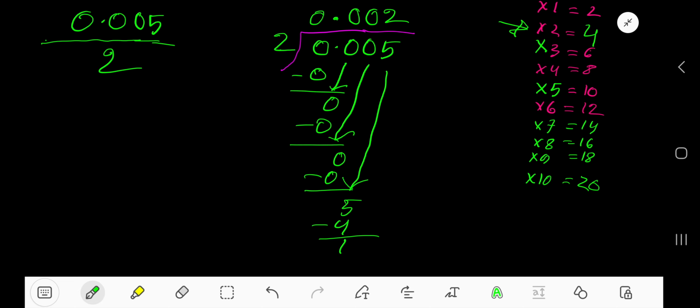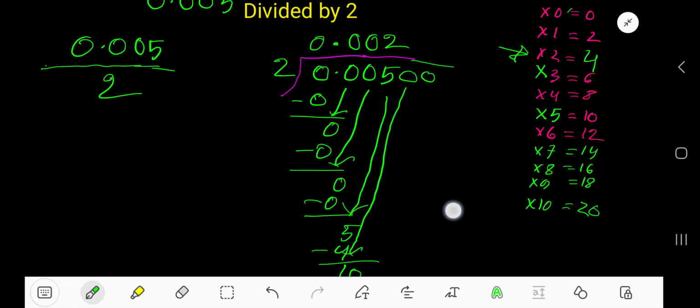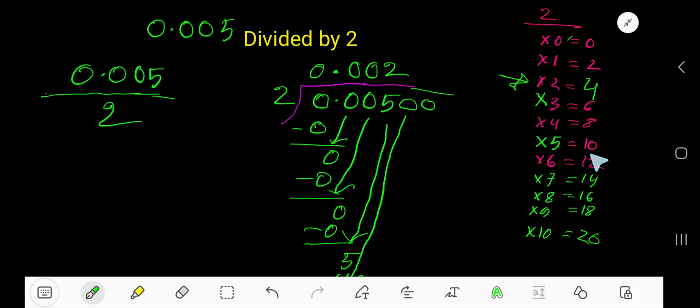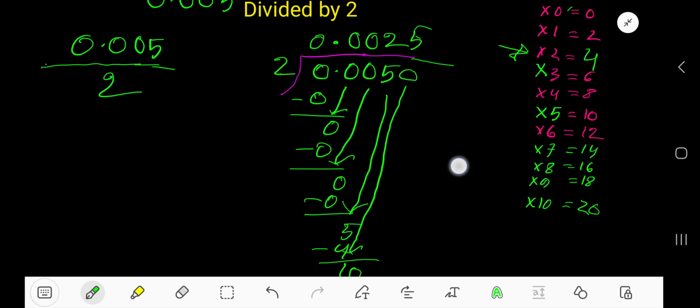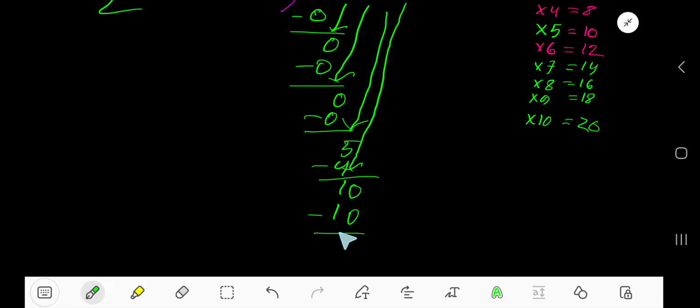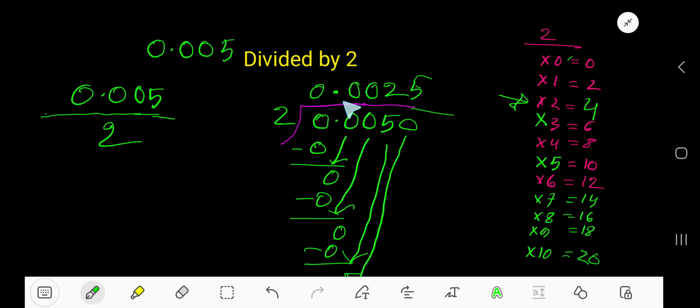Now to continue this process, since this is a decimal number, you can add any number of trailing 0s. So bring down this 0. So you are getting 10. 2 goes into 10 how many times? 2 goes into 10 5 times. Write 5. 5 times 2 is 10. Now subtract, you are getting 0. Since your remainder is 0, you can stop here. So 0.0025 is your answer.